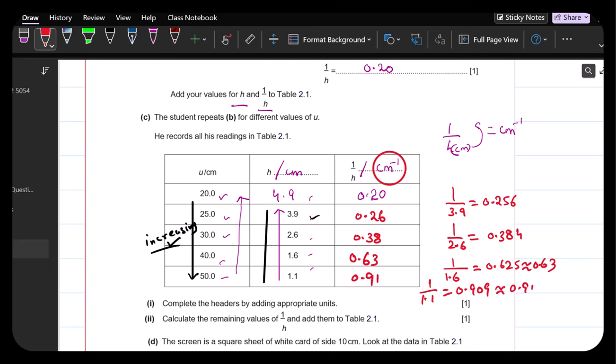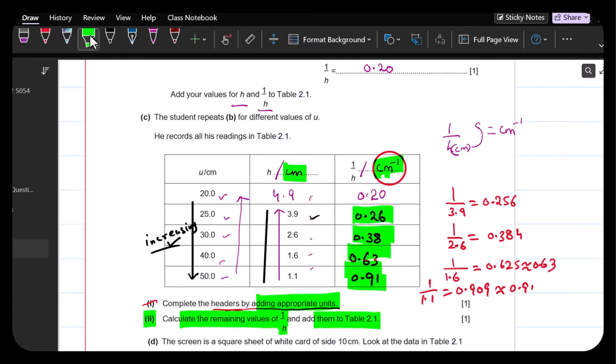So we are done with this C part as well. I hope this is clear to you. Now they are saying complete the headers by adding appropriate units. I have done this for you. Part 2, complete the remaining values of 1 over h and add them in the table. We have done the remaining values as well.